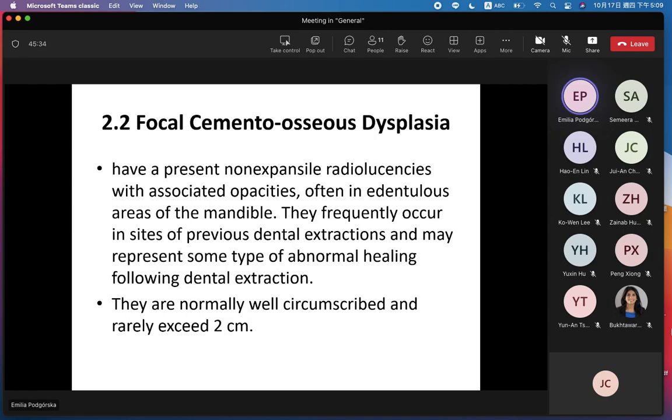We have focal cemento-osseous dysplasia. It presents as non-expansile radiolucencies with associated opacities, often in edentulous areas of the mandible. They frequently occur in sites of previous dental extractions and may represent some type of abnormal healing following dental extraction. They are normally well circumscribed and rarely exceed 2 centimeters.